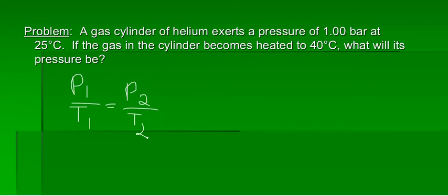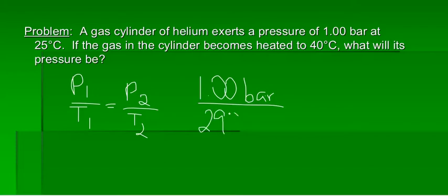My initial pressure, we can leave it in bars. The only thing that matters with these elementary gas laws is the temperature has to be in Kelvin. Pressure and volume units do not matter. So T1 is 25 degrees Celsius. That has to be in Kelvin, so add 273. 273 plus 25 gives you 298.